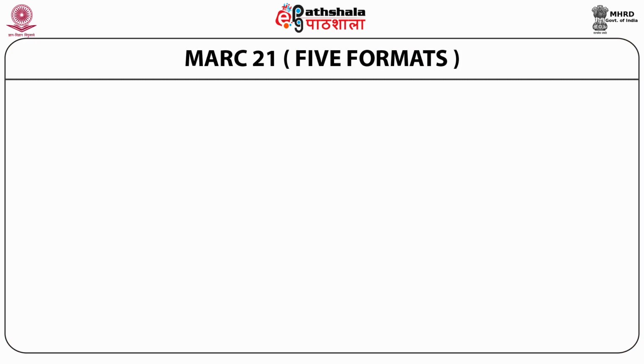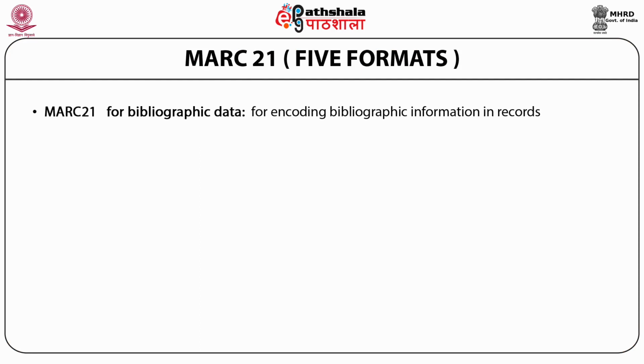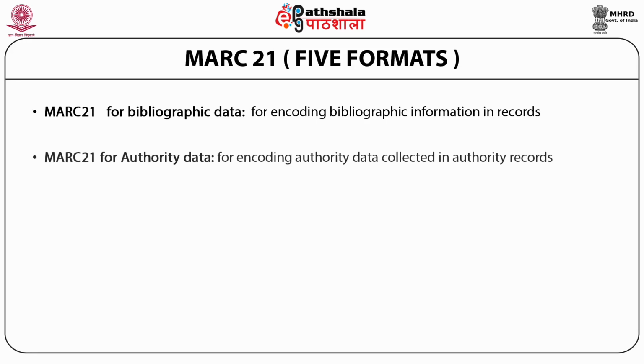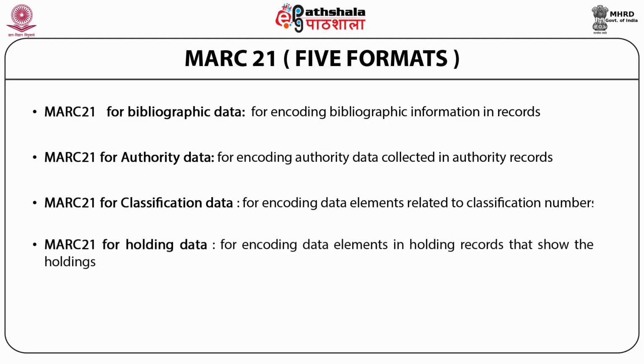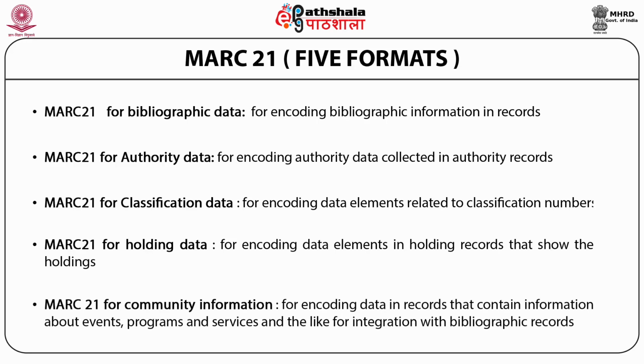These are, firstly, MARC 21 for bibliographic data for encoding bibliographic information in records; MARC 21 for authority data for encoding authority data collected in authority records. Thirdly, MARC 21 for classification data. This is for encoding data elements related to classification numbers. Fourthly, MARC 21 for holding data. This is for encoding data elements in holding records that show the holdings. And lastly, MARC 21 for community information. This is for encoding data in records that contain information about events, programs, and services, and the like for integration of bibliographic records.